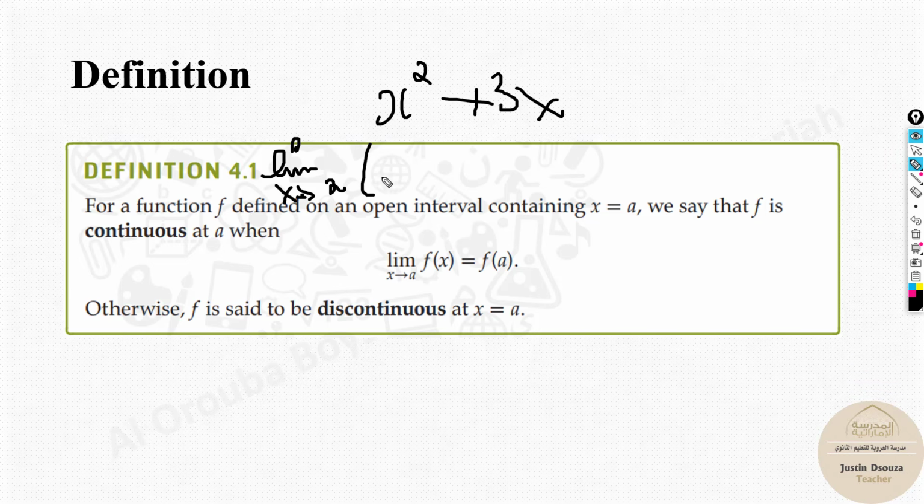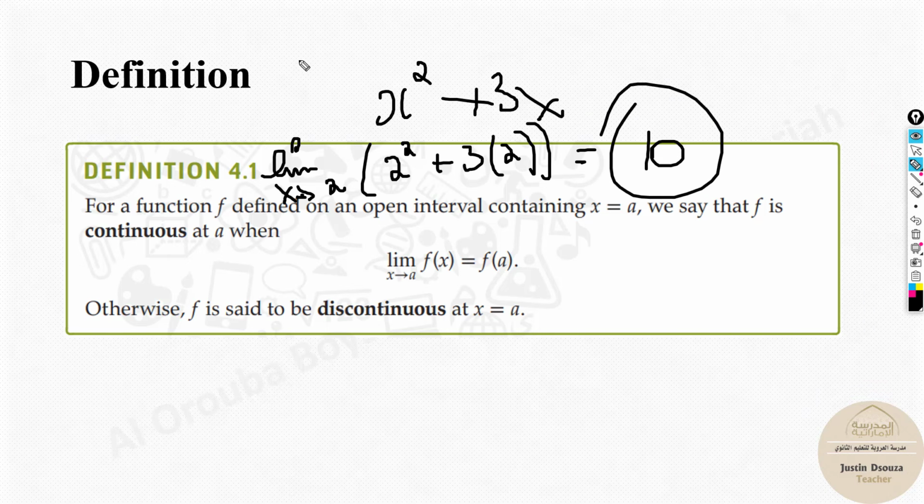Then over here, what do you do? You substitute 2 over here, isn't it? 2 squared plus 3 times 2. Do you get an answer? Yes, it will be 4 plus 6, that is 10. You are getting an answer. That means f of 2 exists and is equal to 10. So this is continuous. You can tell this is continuous.